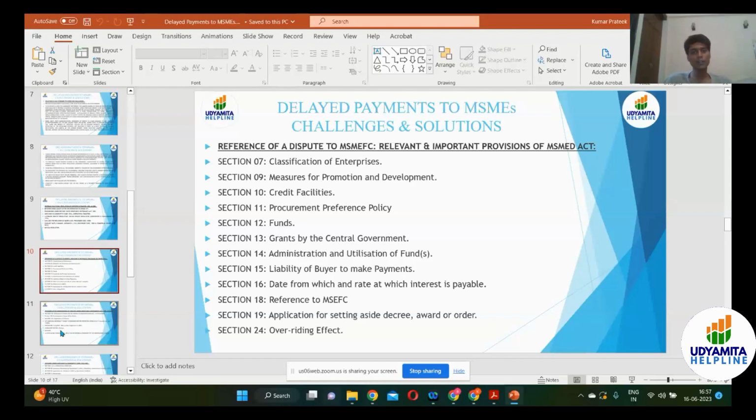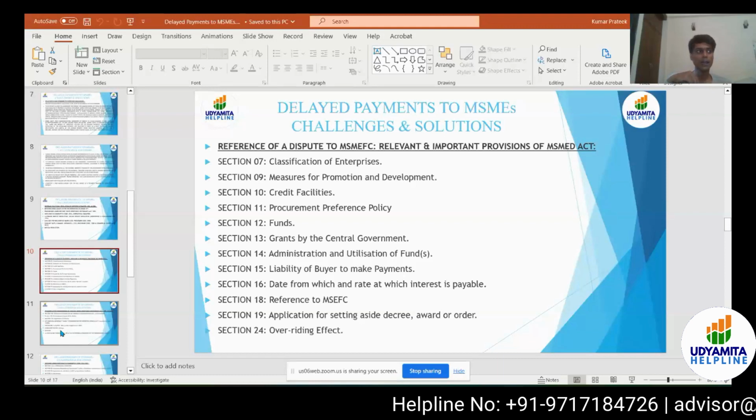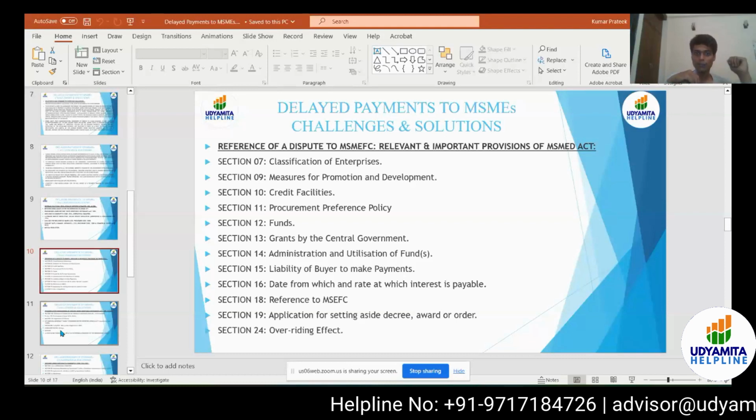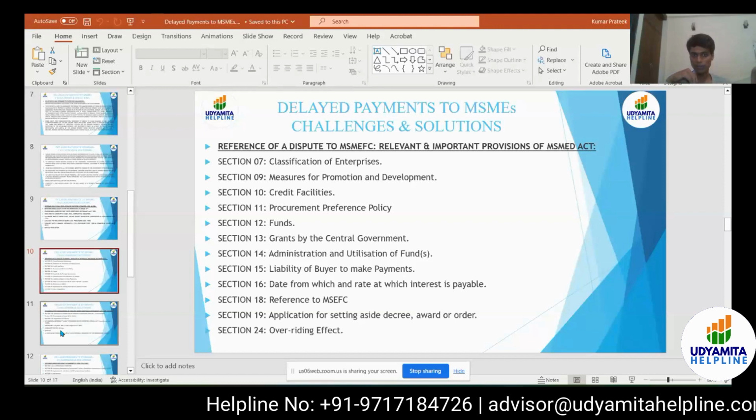Section 12 is funds, that is, what funds are to be given to the MSMED for the promotion and development of the MSMED. Section 13 is the grants by the central government, how the central government comes out with specific grants for the MSMEs. As you have seen, a lot of grants were issued at the time of COVID, right? And even after that. All these grants issued by the central government are covered in section 13.